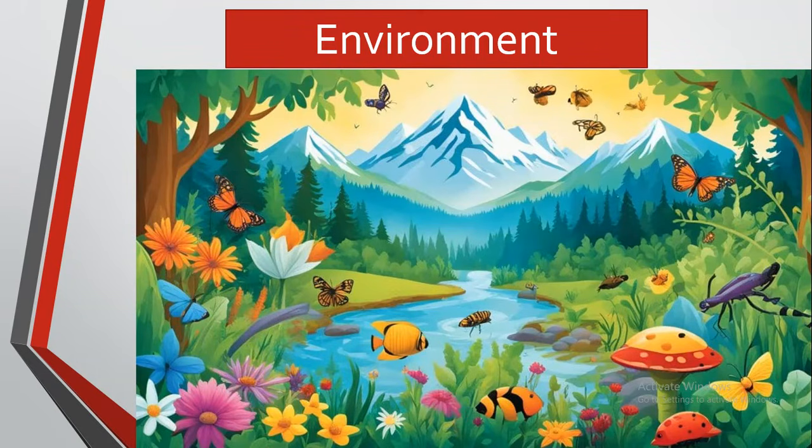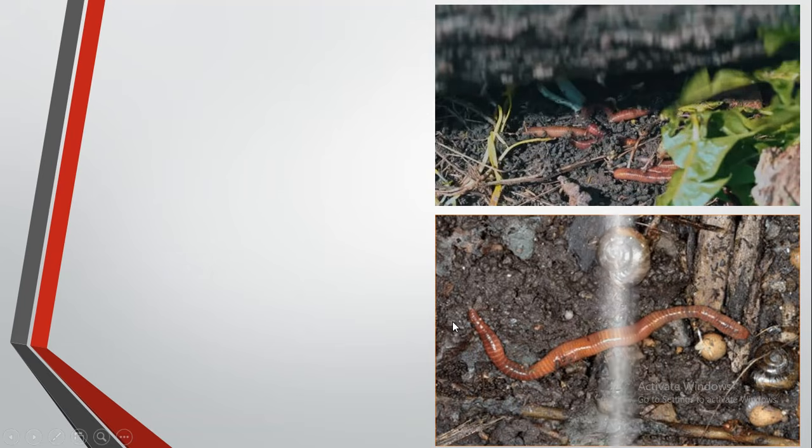Today we're going to talk about environment. Now, our surroundings include plants like these trees, these flowers, animals like fish, insects like these butterflies, sky, clouds, these mountains, water. All that surrounds and affects the life of a living thing is called its environment. Now, environment includes all living and non-living things. Living and non-living things.